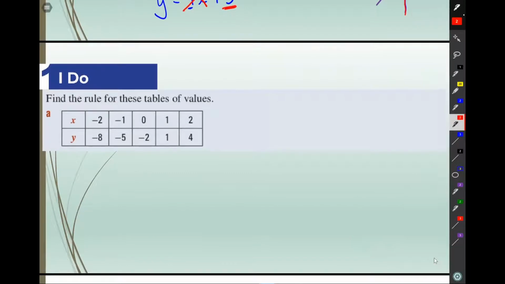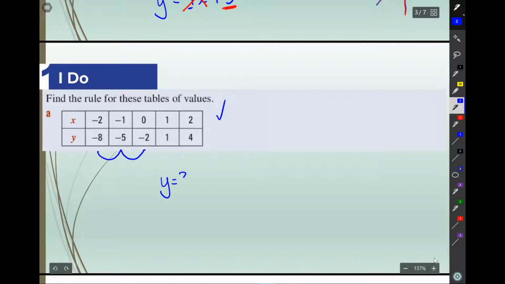So let's quickly just go through another example. The numbers on top are increasing by 1, so we're happy. We don't have to do anything extra. The numbers along the bottom are, sorry, increasing by 3. So we know that the number in front of the x needs to be a 3. The last thing we look for is the point where x equals 0. And we have a minus 2, so we write that down here. And this rule gives this table of values.